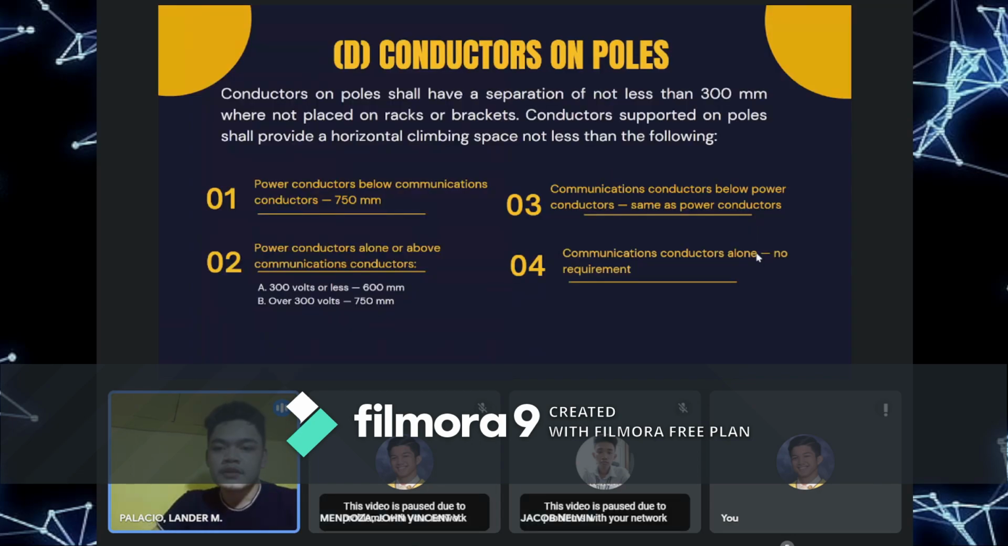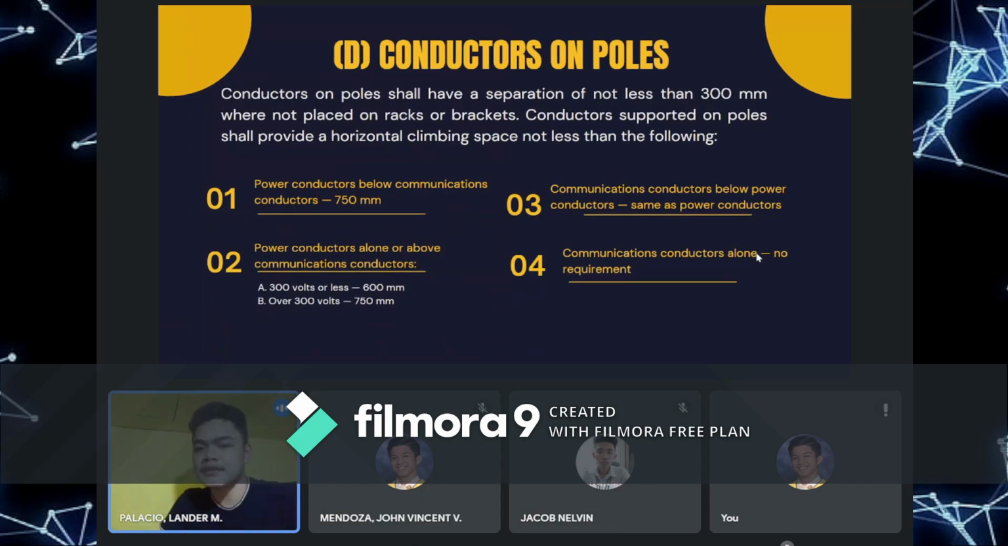Okay, we do have the conductor on poles. So conductors on poles have a separation of not less than 300 millimeter where not placed on racks or brackets. So yung mga conductor na supported in poles shall provide a horizontal climbing space not less than the following. So we do have the four requirements. So meron tayong una, power conductors below communication conductor. It should be 750 mm.